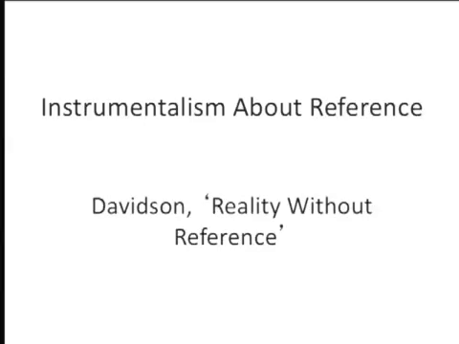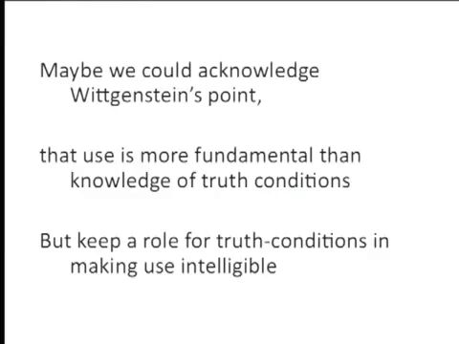okay, today, Davidson, reality without reference. Where we left it last time was saying that we could maybe accept Wittgenstein's point that use is more basic than knowledge of truth conditions. You can't derive how to use the term from your knowledge of truth conditions, but say that there's still a role for truth conditions in making the use intelligible, that in these cases like tonk, or these different kinds of offensive language, or even some kinds of benevolent language, there's a sense in which if you don't know what the truth condition is, if you don't know what it takes for this sentence to be literally true, then you really don't understand what it's saying.